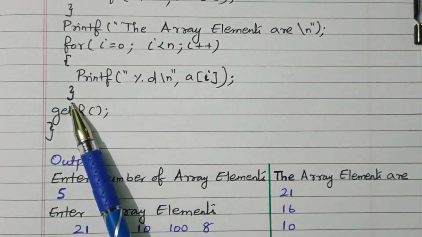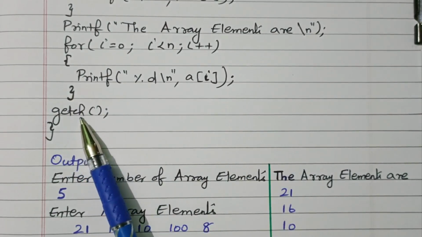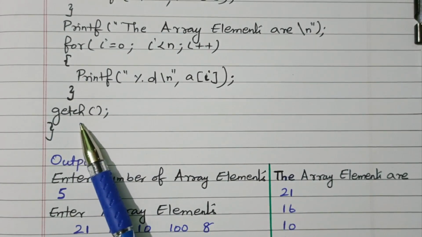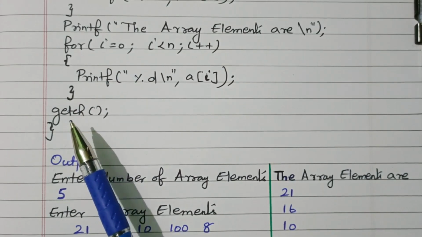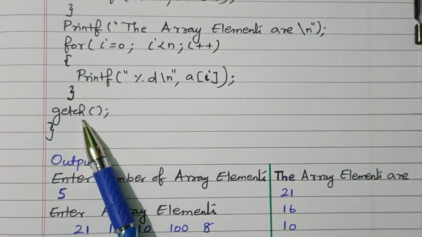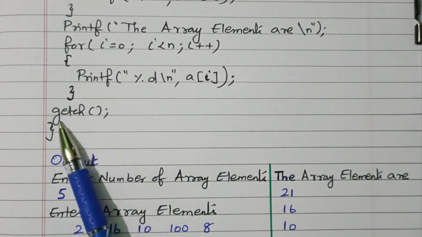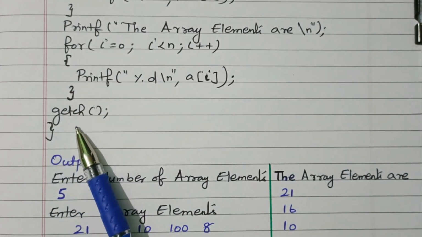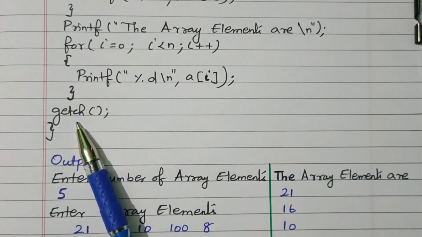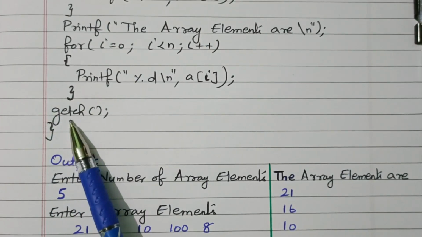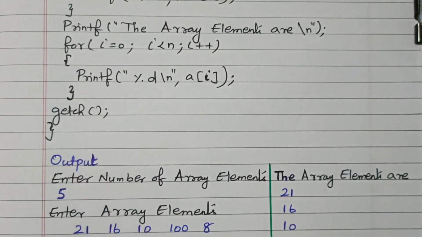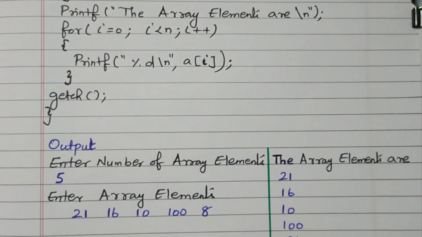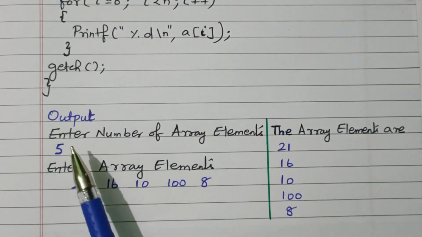Then we can close this loop and add getch. In order to view the output, we are giving getch. Until you enter a character, you can see the output and the display will be there. Once we enter any character, the program will be terminated. If you do not use it, you cannot see the output, because it will be terminated immediately. So here it waits for one more character to be read. Until then you can see the output. Now we'll see the output of this program. So what is the output?